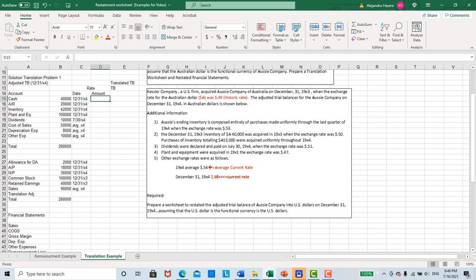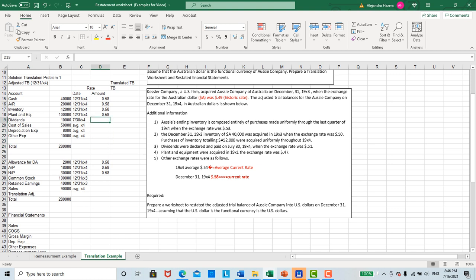Okay, so we know the rates now. We know that the rate at 12/31/X4 is 58 cents, and we're going to use that rate across the board here. Let's go ahead and get this 58 cents over with for the other items, for the other liabilities. We've got all the assets, now we've got all our liabilities here.